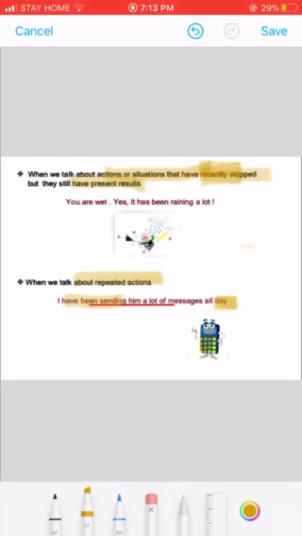I have been sending him a lot of messages. Another example, she has been playing the piano since she was 4. She has been playing the piano since she was 4. So she started in the past, up to now, not an action in progress. So هي بدأت playing the piano in the past and is still playing the piano until now إلى الآن.